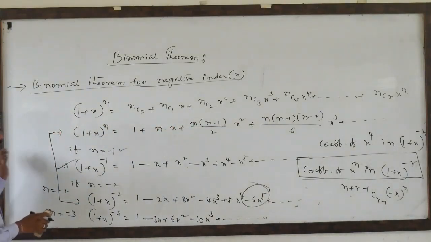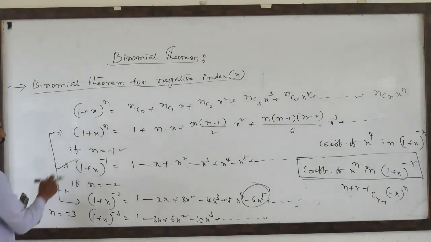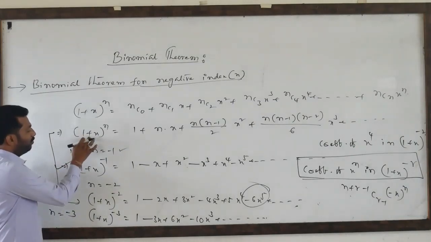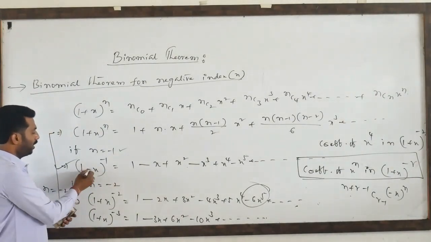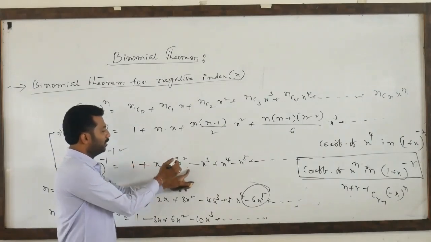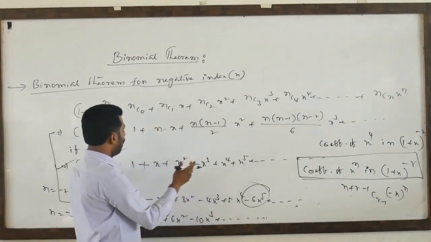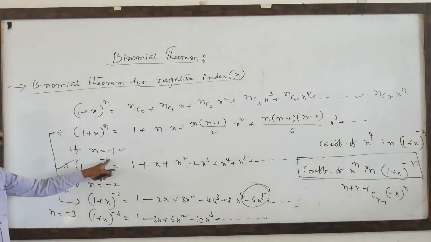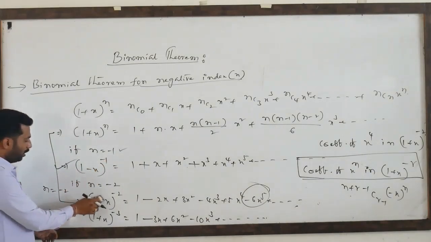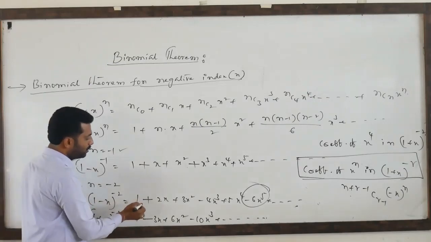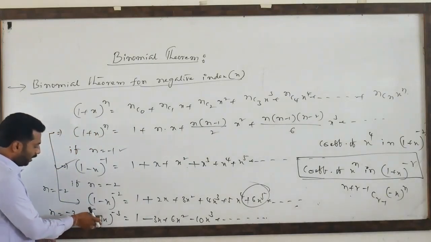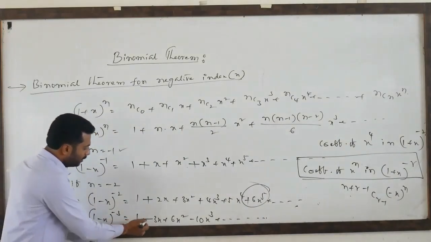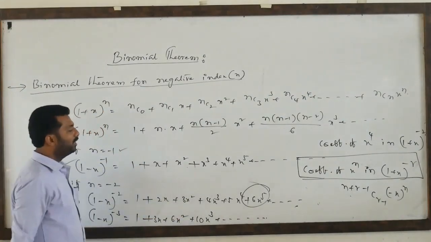Next, suppose there is a minus, and I substitute x value as minus x. Wherever x is there, if I take minus x, this is minus x, this is plus x, this is plus x, this is plus. All the terms will be positive in (1 minus x) whole power minus 1. Here also if I substitute x value as minus x, this is plus, this is plus, this is plus and so on. Here also, if I replace x with minus x, this is plus, this is plus and so on, all the terms will cancel.